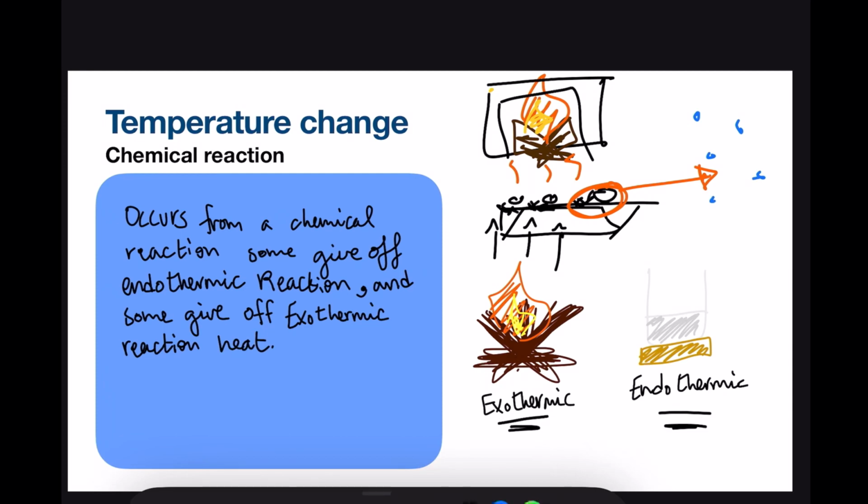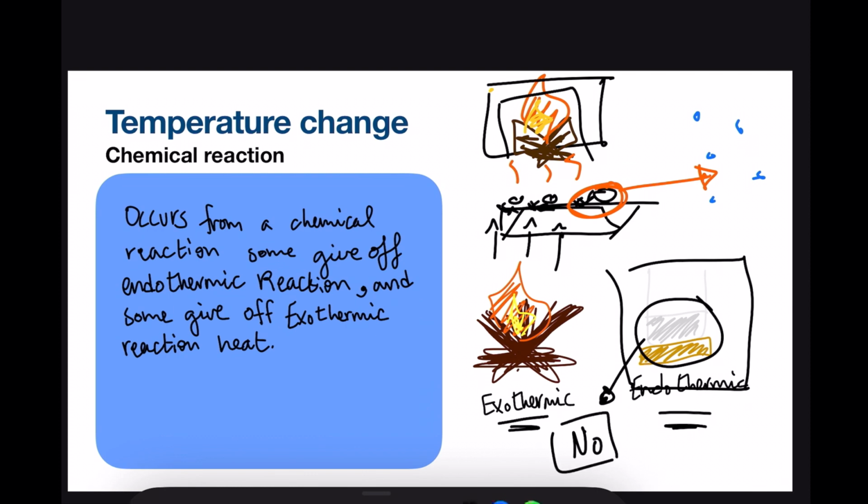And the other type is endothermic. With endothermic, you won't really be able to tell because this is in chemical substances. For example, you're in school and you have a science experiment. Let's call this NO, for example. And you want to know whether this is a chemical reaction or not. So you take a thermometer, you place it in there, and you get to know whether it's really hot or really cold.